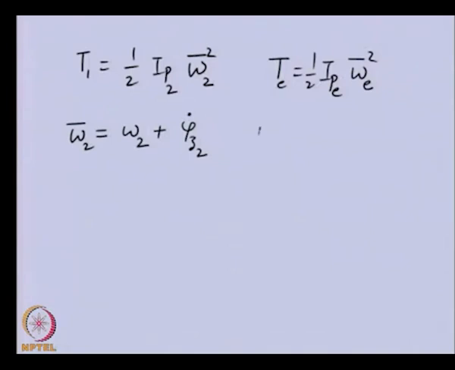Similarly, the angular velocity of the equivalent system will be omega 1, because there is no gear in this. Whatever the input velocity is will be transmitted to this particular shaft, and then the torsional velocity will also be the same.